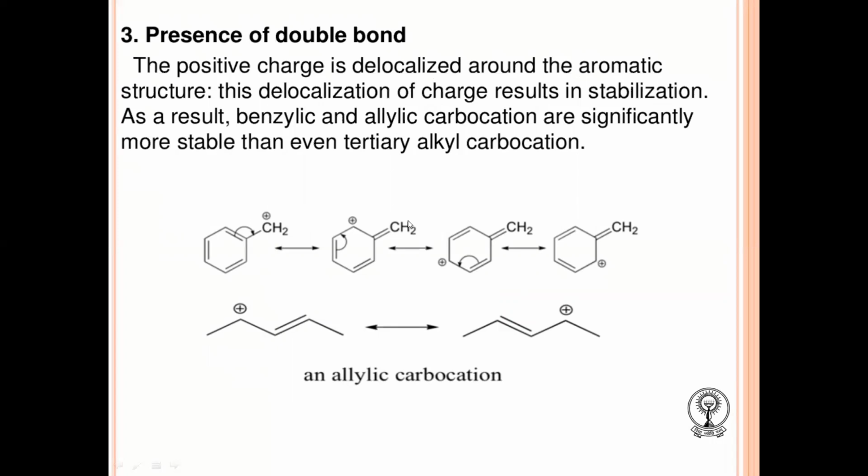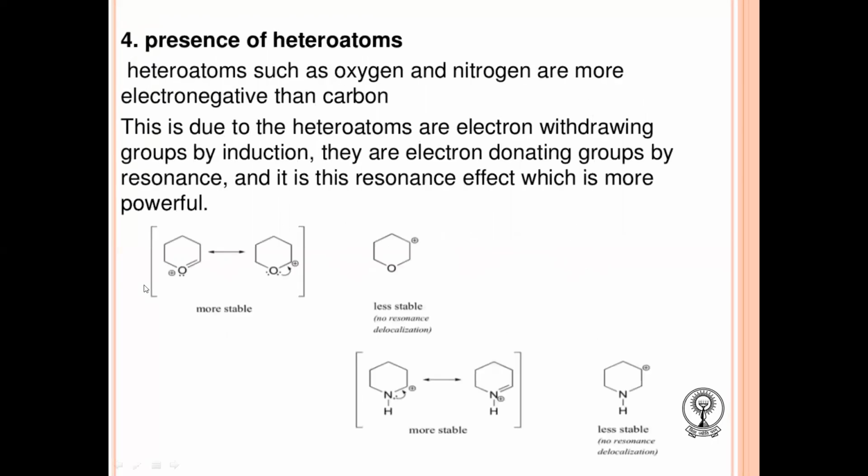Presence of double bond. The positive charge is delocalized around the aromatic structure. This delocalization of charge results in stabilization. As a result, benzylic and allylic carbocations are significantly more stable than even tertiary alkyl carbocations. Presence of heteroatoms. Presence of heteroatoms also affects the stability of carbocations.